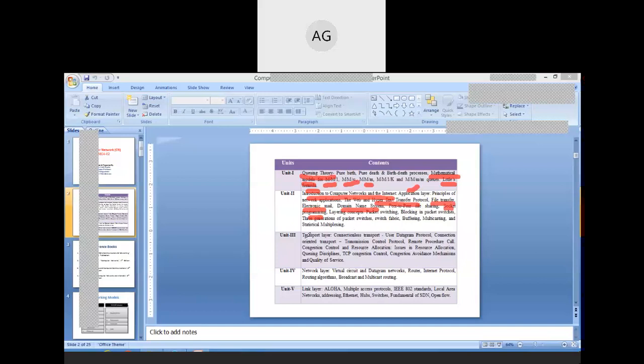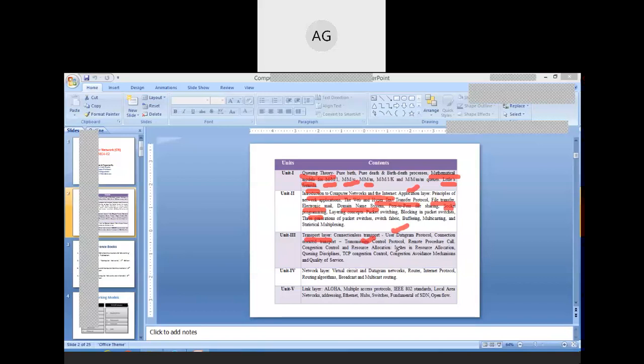Unit 3 consists of another layer of the TCP/IP protocol model, which is known as the transport layer. In the transport layer, the two popular protocols which we are going to study are UDP, meaning user datagram protocol, and TCP, meaning transmission control protocol. These two protocols are very much important as far as the transport layer is concerned.